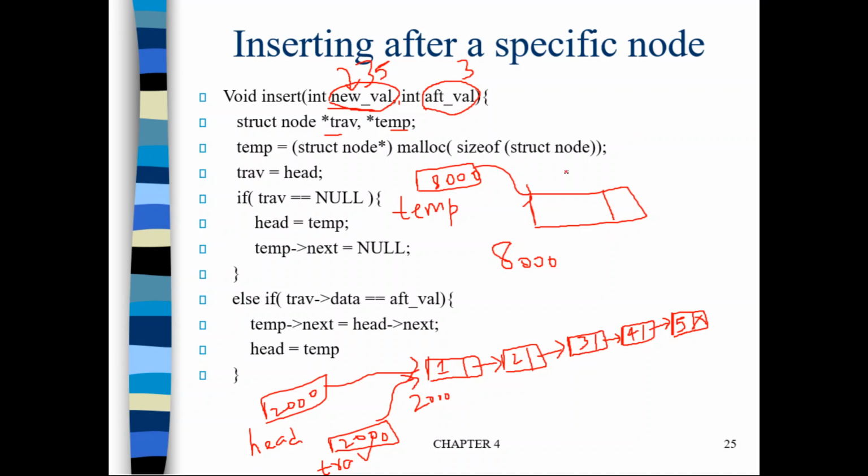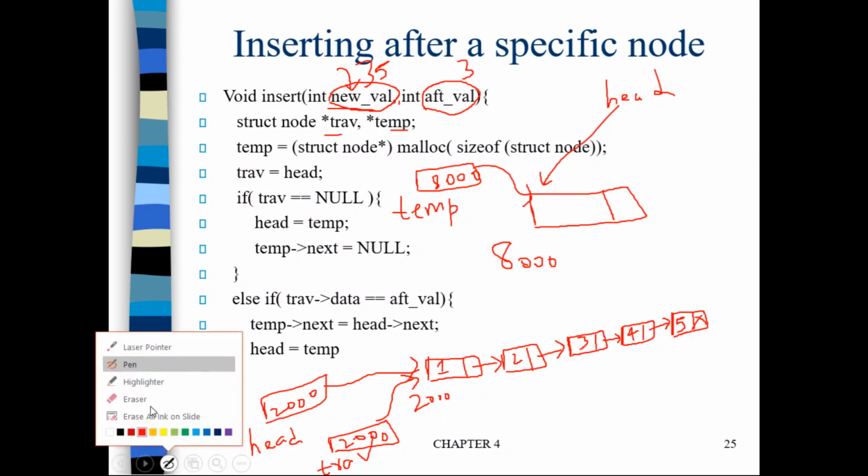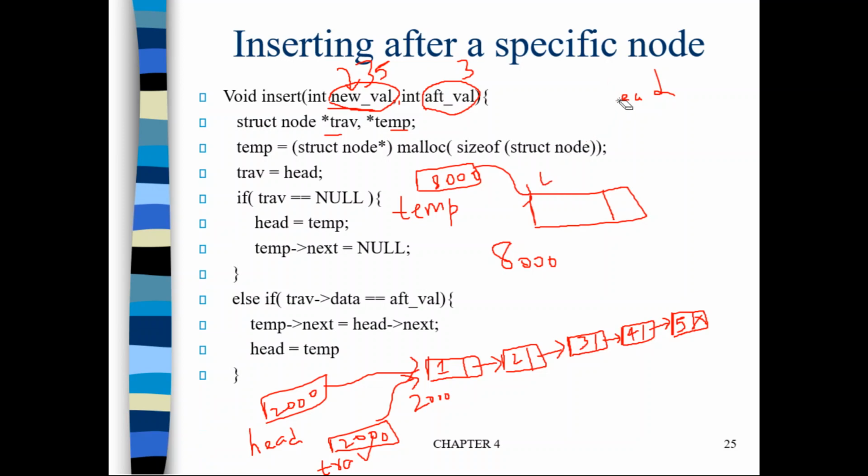Head is equal to temp. Whatever new node we created, we are making head point to it, because there are no other nodes, this is the only node, and we are saying temp arrow next is null. Temp is this node, its next will be null, obviously, because there is only one node. So that is the case if the list is empty and still you are trying to insert, right?